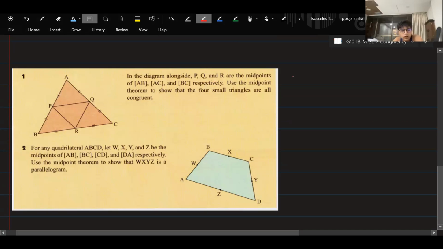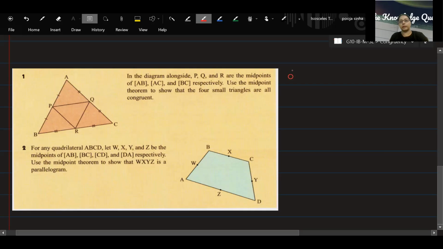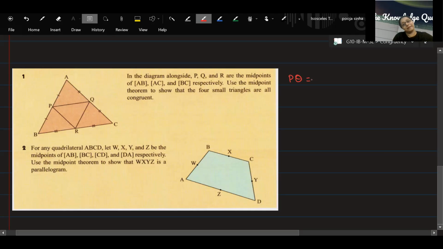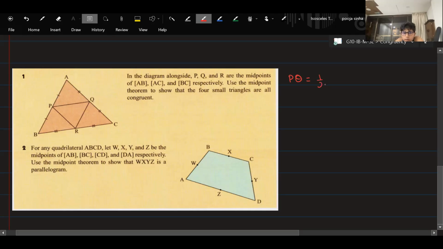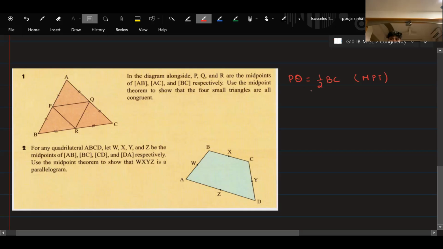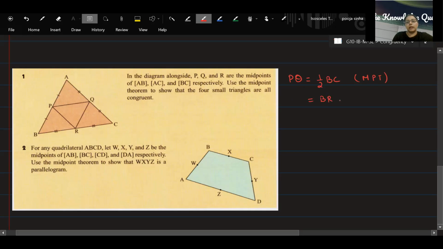PQ equals BR and RC. पहली बात, midpoint theorem use करना है, ठीक है? PQ is equal to half BC. This is by midpoint theorem, MPT लिख देती हूँ. And half of BC is nothing but BR and RC, या फिर I can also say RC, right?